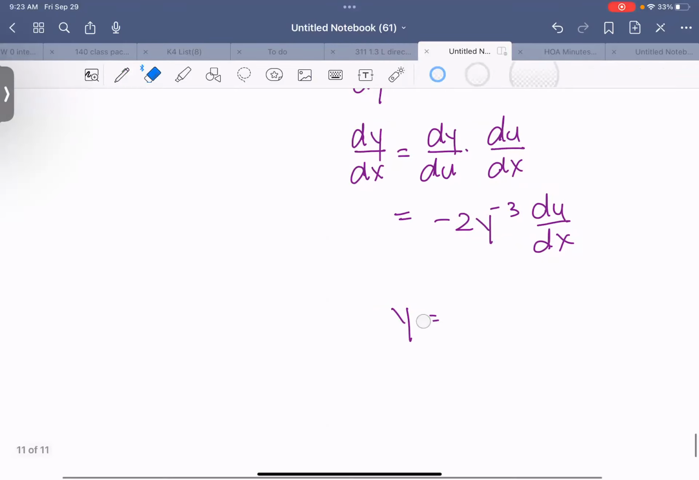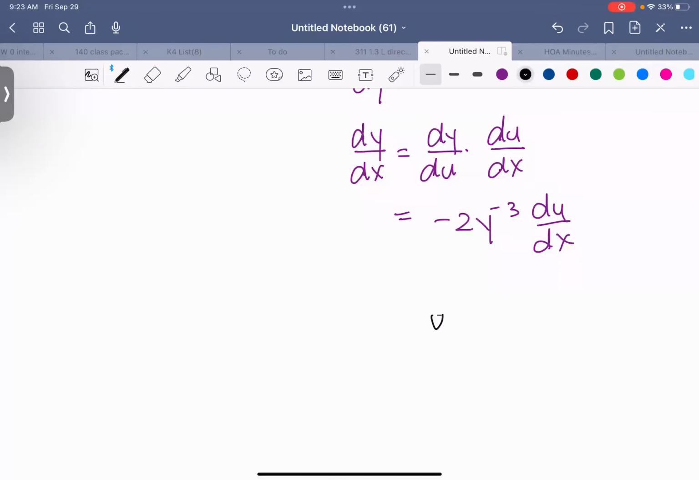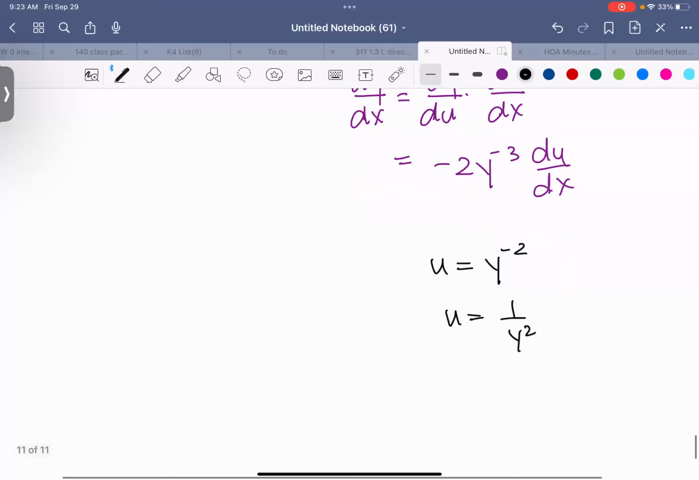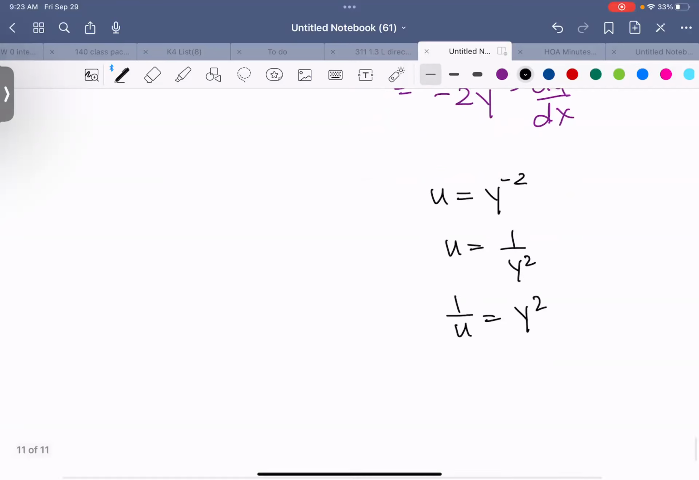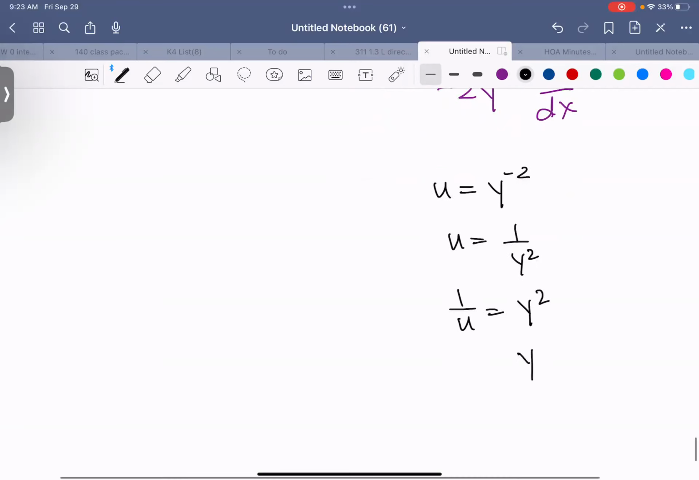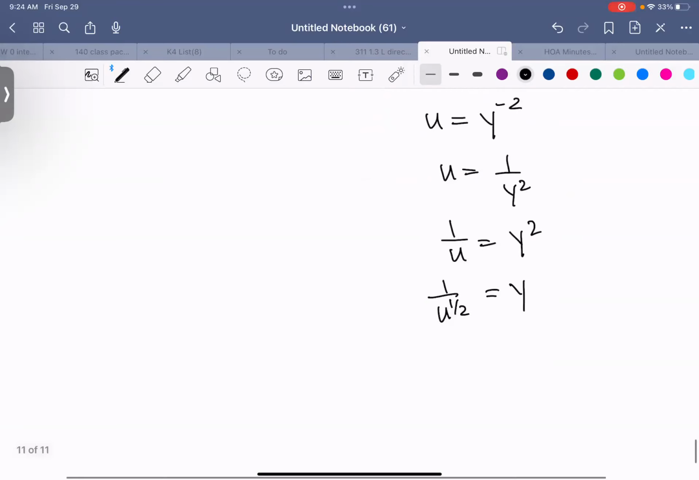It's going to be negative 1/2. Why? Because you have u equals y to the negative 2, which is the same as u equals 1 over y squared, right? So if you take the reciprocal of both sides, that'll give you 1 over u equals y squared. And then you would have to take the square root, right? So that would be y equals 1 over u to the 1/2. And that's the same as u to the negative 1/2.